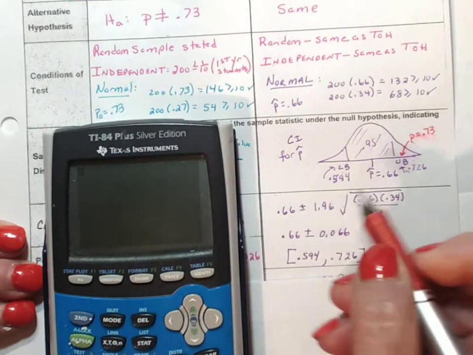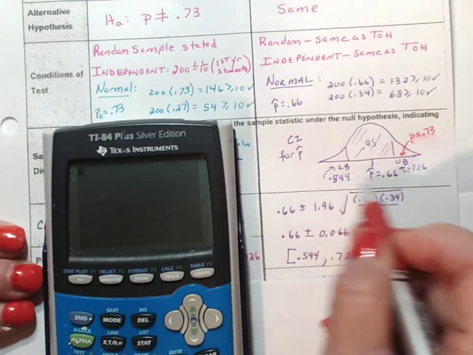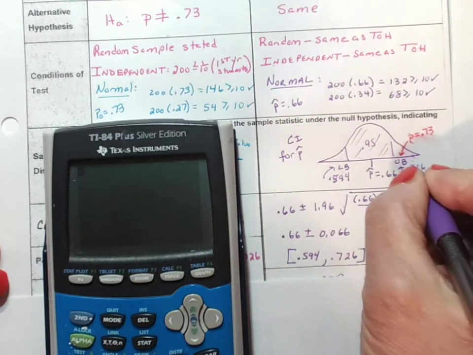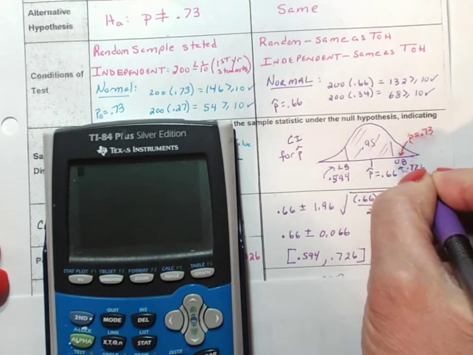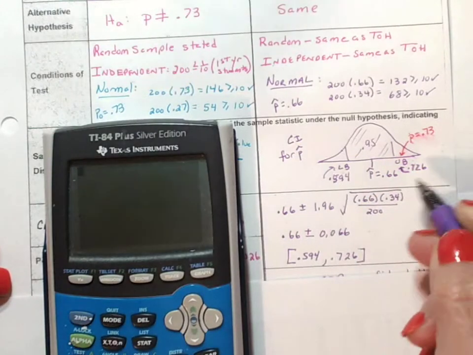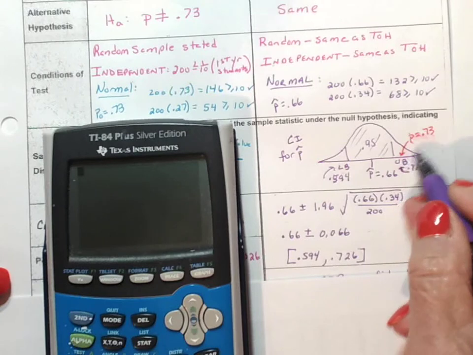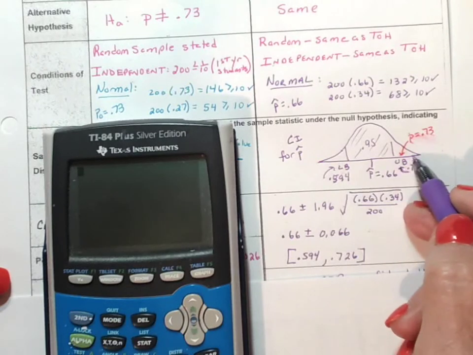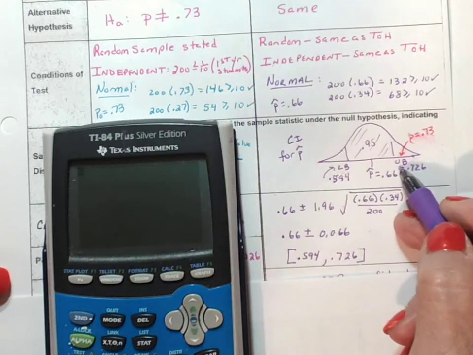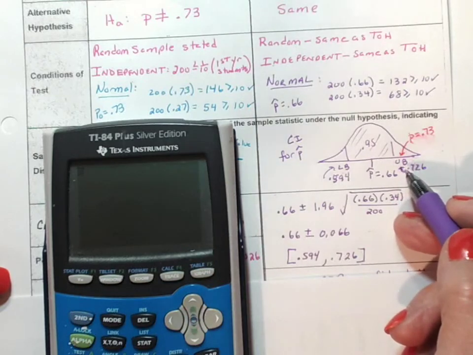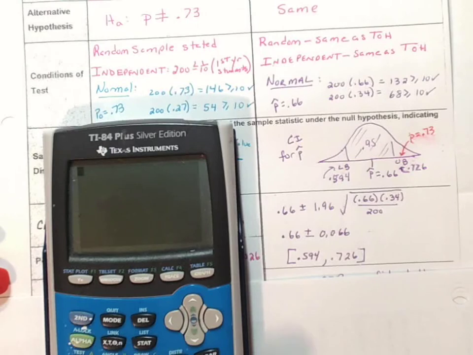Right? So you'll notice that I labeled those on this graph. Right? This is 0.726. And our p-value is 0.73. So it is to the right of the upper bound. So you should ask yourself, what does that tell me whether I'm going to reject or fail to reject? And we'll get to that in a minute.